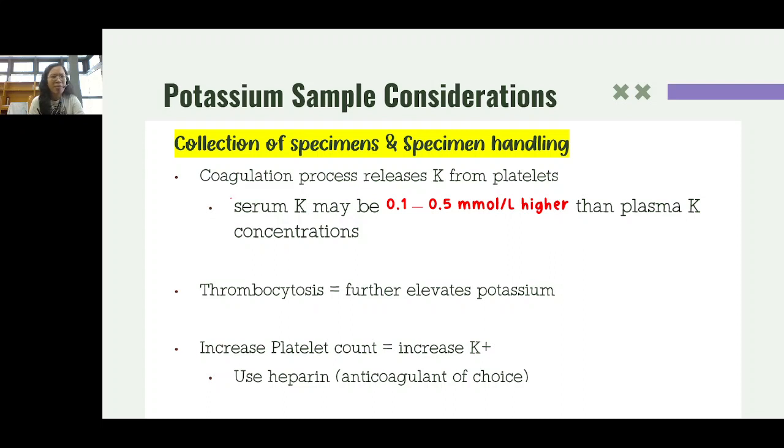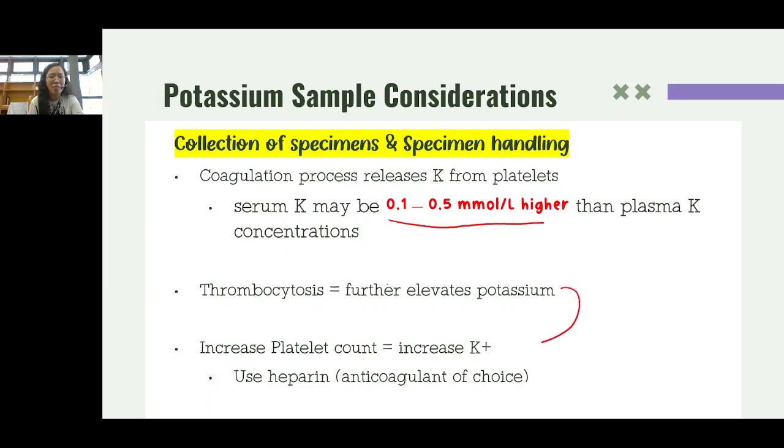So as you can see, serum potassium may be 0.1 to 0.5 millimoles per liter higher than your plasma potassium concentration. So it would be better if plasma is our sample for potassium. But then again, that's on a case-to-case basis. It depends on the hospital protocol. It also depends on the machines we use in the lab, because it is adjusted accordingly.